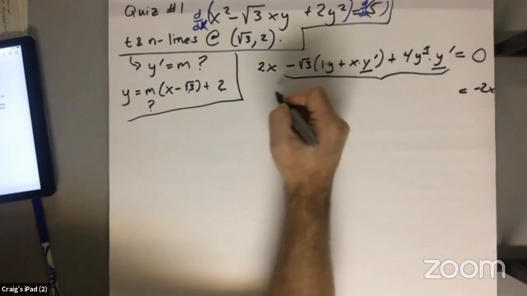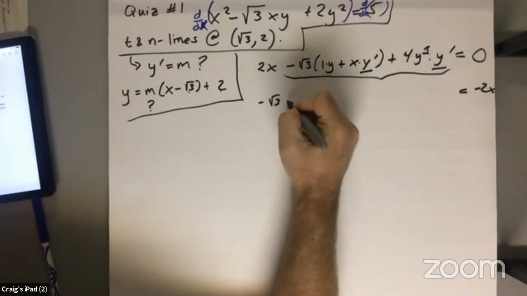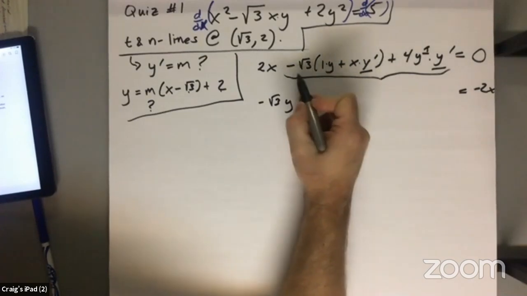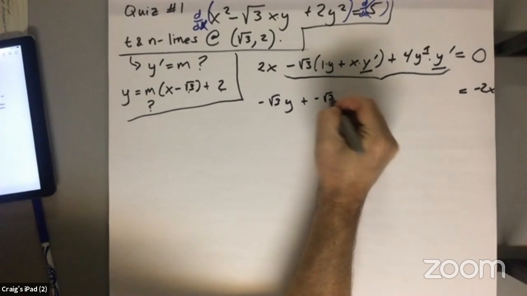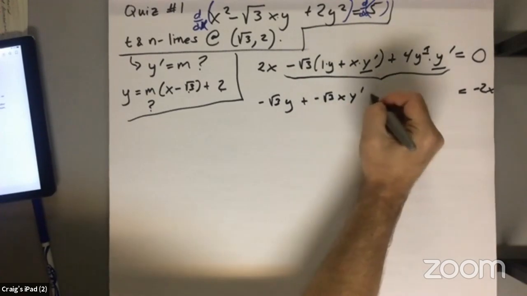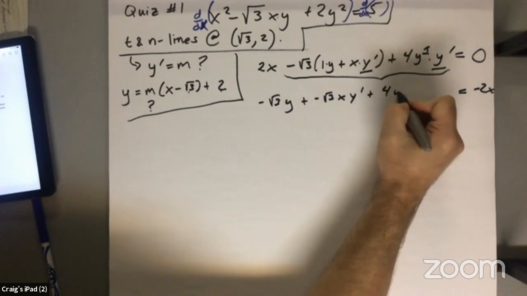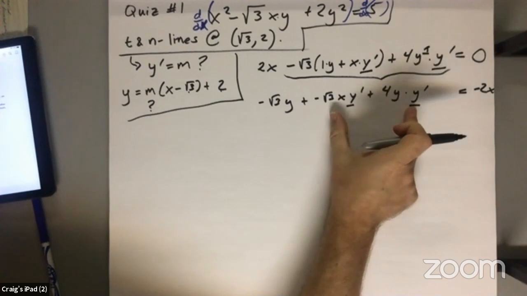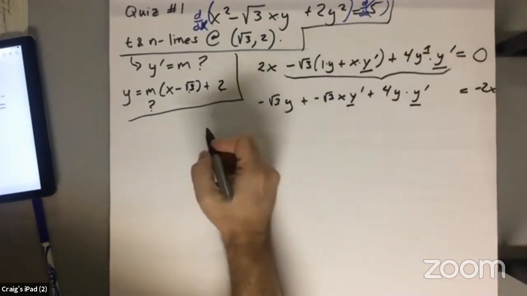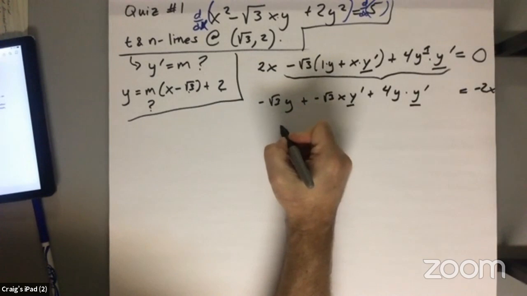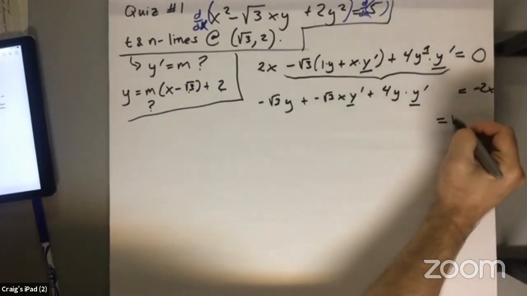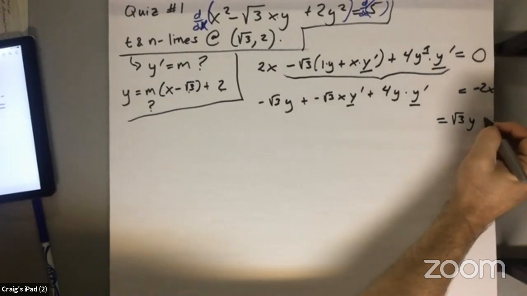And then this one doesn't have that. I still have just minus square root of 3 times y plus, well, I have a minus square root of 3 x y prime plus 4y y prime. Now here I want to factor out the y and the y prime out of these two terms, and I want to move this one to the other side. So that's the next step. I just have this one goes to the other side. I add root 3 times y, and then I still have the minus 2x.